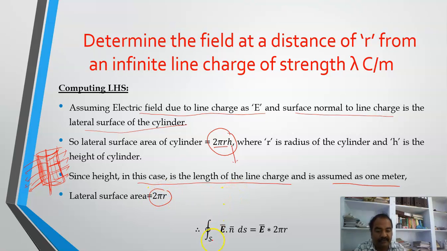So the left hand side equation, what we have considered, surface integral of normal component of electric field vector. So electric field vector is in this direction. Its normal point is lateral surface. So lateral surface area of the entire cylinder is 2 pi r h, where h is 1. So I have considered 2 pi r. E into 2 pi r. This is my left hand side.